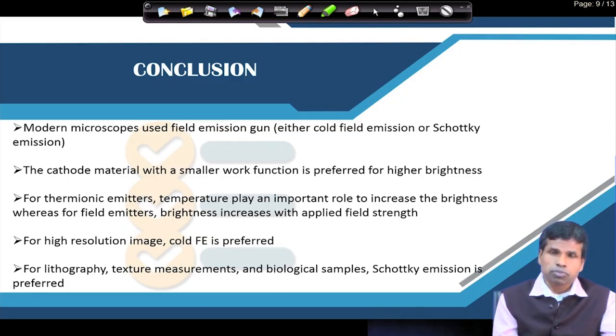For high resolution imaging, cold field emission is preferred because it has a smaller energy width and also a smaller size tip. Therefore, we can have an electron beam with a very small size and get better resolution. For lithography, texture measurement, and biological samples, Schottky emission is preferred because it produces higher current and is also more stable as compared to the cold field emission gun.